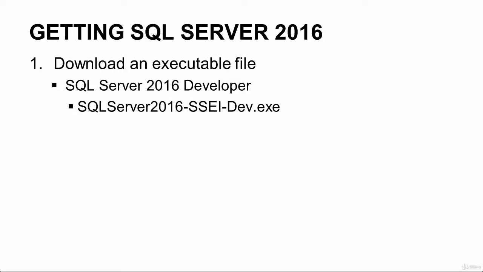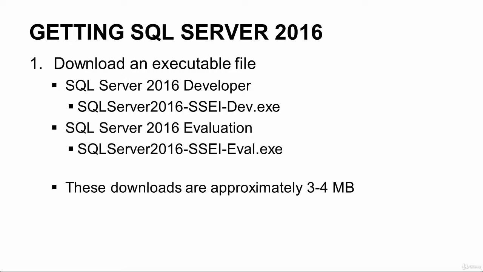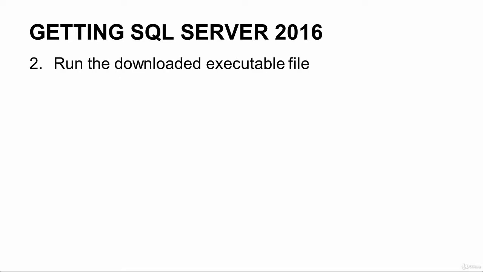If you're downloading SQL Server 2016 Developer, you'll find that when you go through this process, you have downloaded to your local machine a file called SQL Server 2016 SSEI dev.exe. If you're getting the Evaluation Edition, you're going to get SQL Server 2016 SSEI eval. One of those files, whichever one you chose, is going to be wherever you downloaded it. Pay attention to where you put this thing. And notice it's only 3 or 4 megabytes. On a fast connection, it's just going to be a quick blip, and you'll have it on your local machine. You need to go find that executable file.